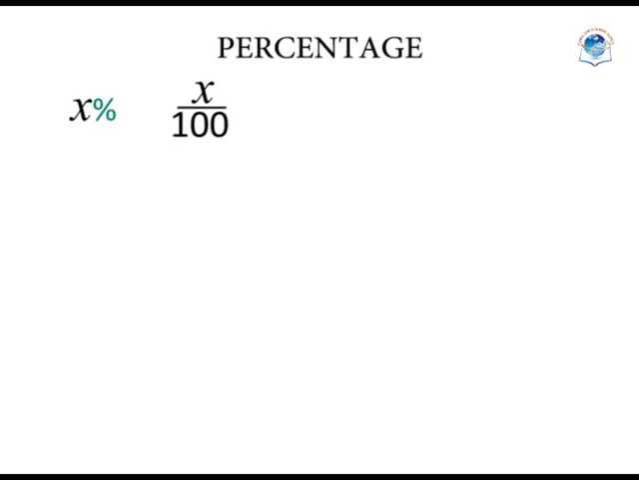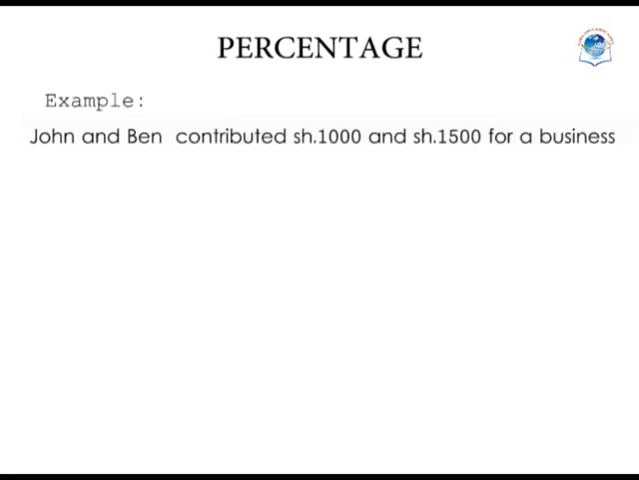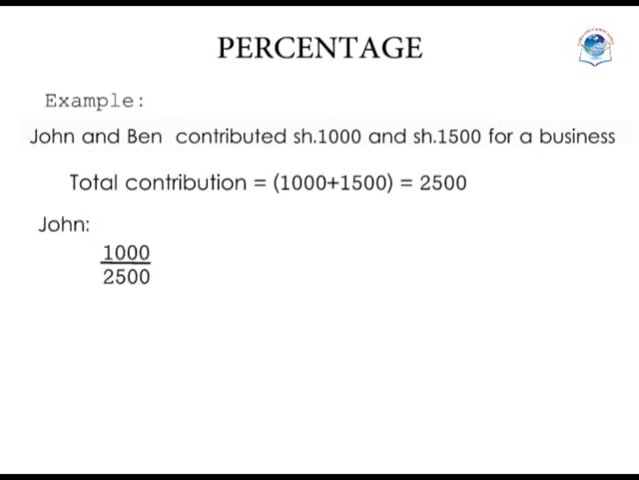We use percentages to express a given quantity as a fraction of another, with the denominator being 100. For example, if John and Ben contributed 1,000 and 1,500 shillings for a business, we can express each amount as a percentage of the total contribution. Total contribution is 1,000 plus 1,500, and that gives us 2,500. The fraction of John's contribution is 1,000 over 2,500. To express it as a percentage, we multiply it by 100, and if we do that, we get 40%.